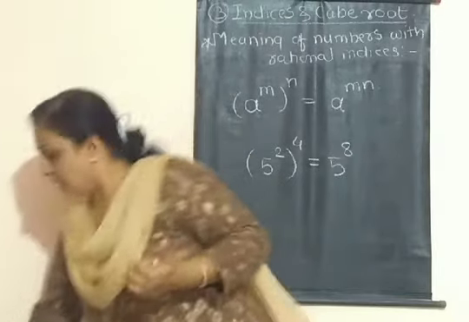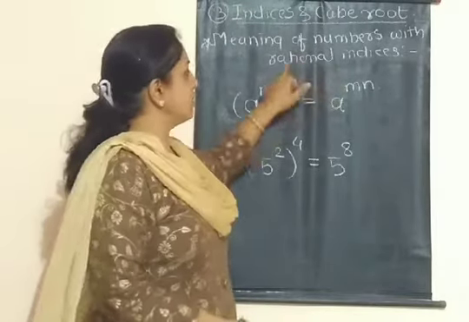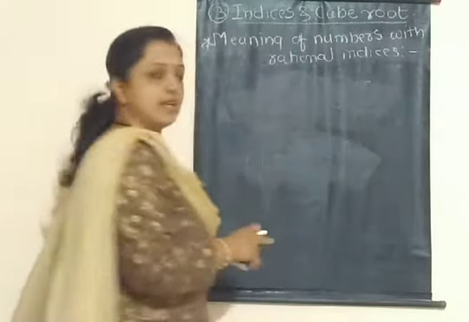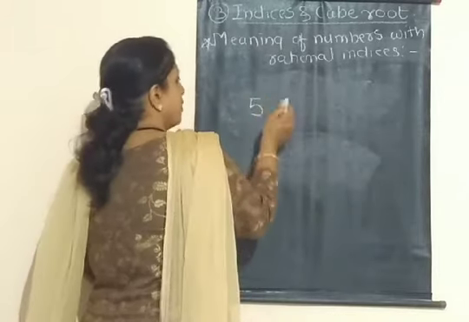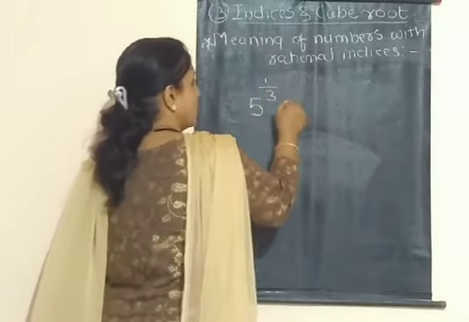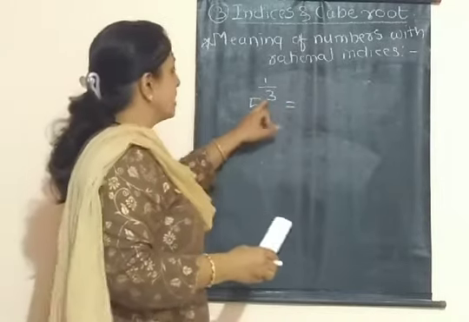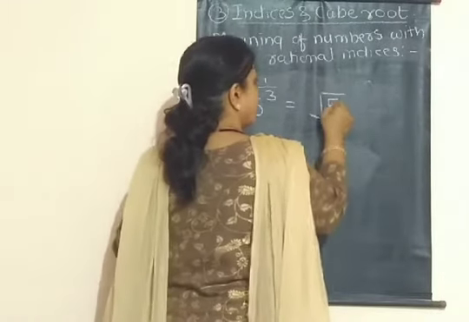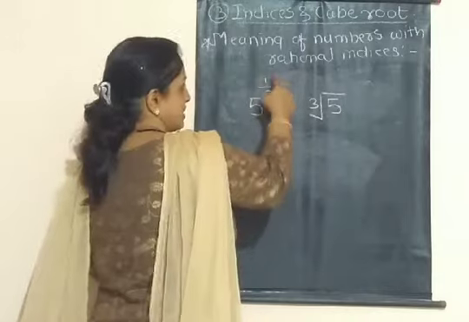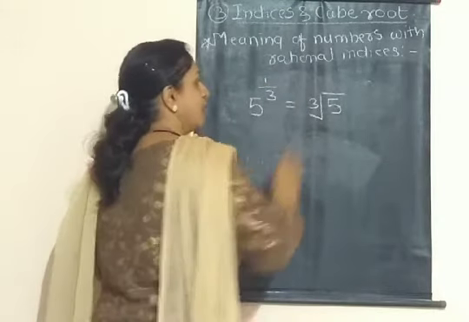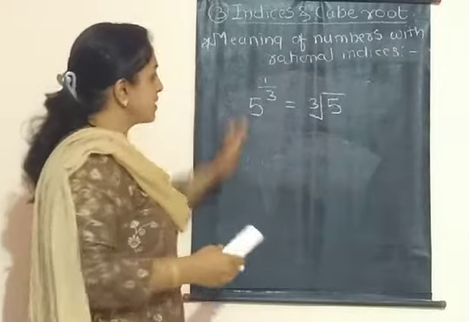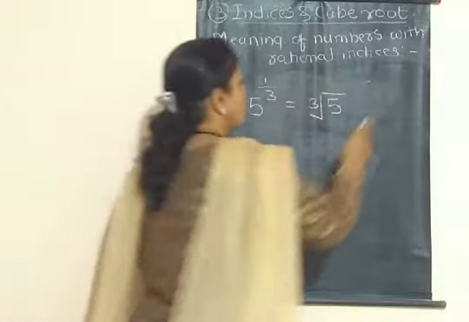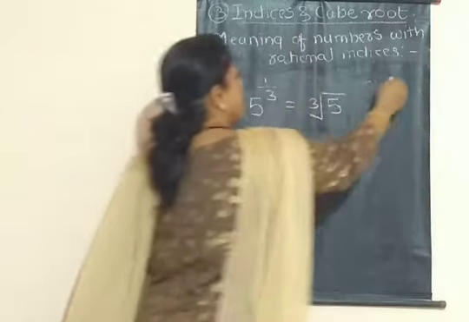Now in the last lecture we also studied the meaning of numbers with rational indices. If there is a number having a rational index, for example 5 raised to 1/3, what is the meaning of this? That means the cube root of 5. The meaning of this index 1/3 is the cube root of 5. We studied the meaning of numbers with rational indices of the form 1 as to n.